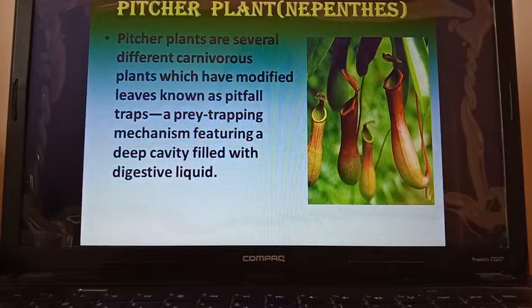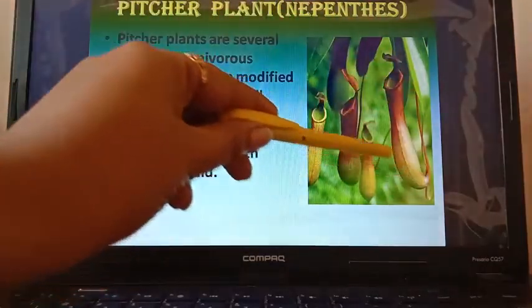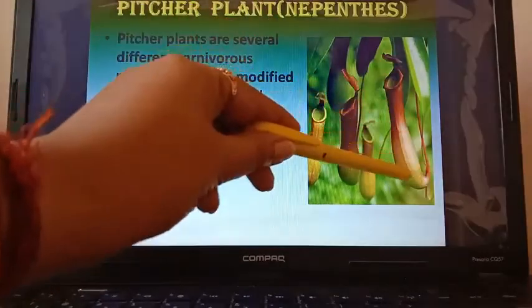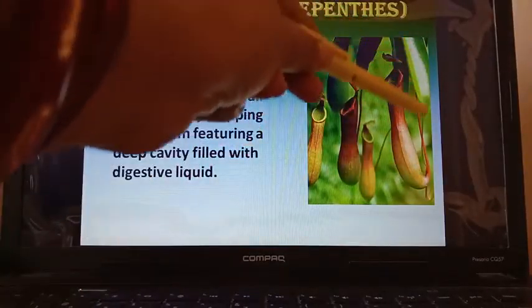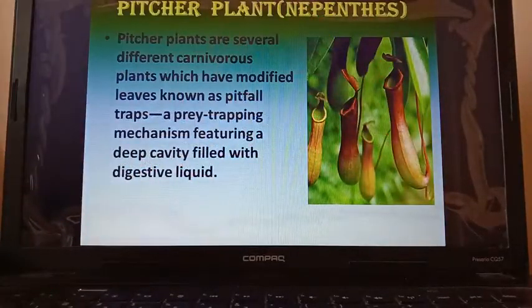A prey trapping mechanism featuring a deep cavity which is filled with some digestive liquid containing enzymes, by which it can digest the insects. So this is the pitfall trap which is filled with digestive enzymes, digestive fluids, by which when the insect goes into that cavity, this digestive liquid or enzyme can easily digest the insect's body and the plant can absorb the nutrients from the insect's body.